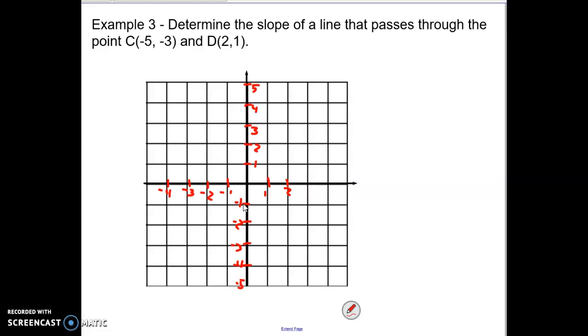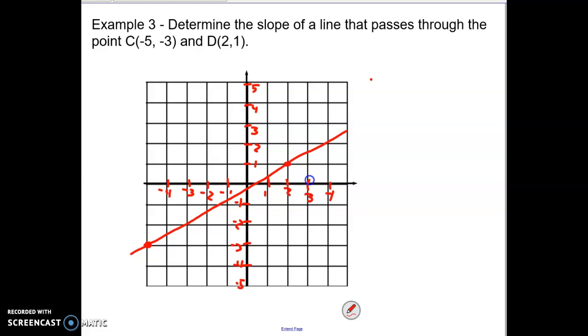So yeah, now that we have our graph drawn, we can go through and label our points. So it'll be C at minus 5 on our x-axis, and then down 3, which would be here. And then we go up to our other point, which is at 2 in our x spot, and 1, which would be here. And then we can connect our line through there. Nice, so we got a line that now we can find the slope of.